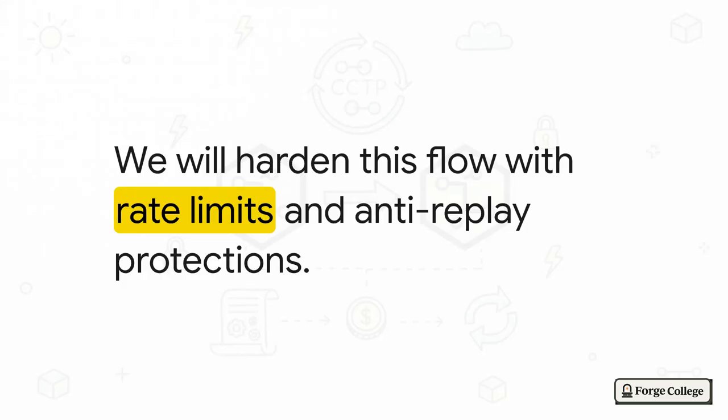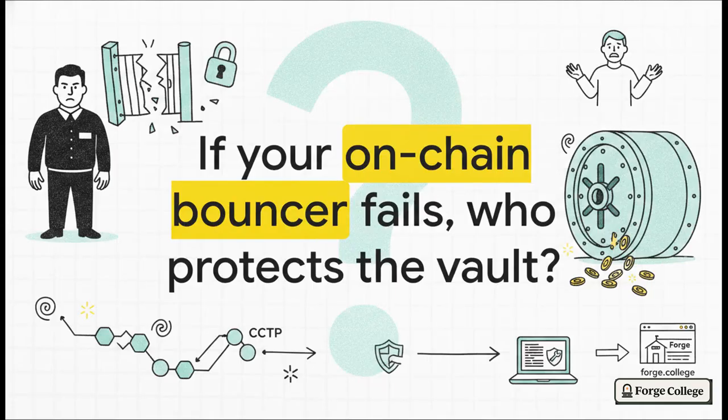So you now have a working assembly line. That's awesome. But what happens when things go wrong? Next up in our module, we're going to harden this exact flow with rate limits, anti-replay protections, and stricter validation to make it completely enterprise-ready. I'll leave you with this provocative thought to ponder. If your on-chain bouncer fails, who protects the vault? The answer is no one, which is exactly why we test these flows so rigorously.